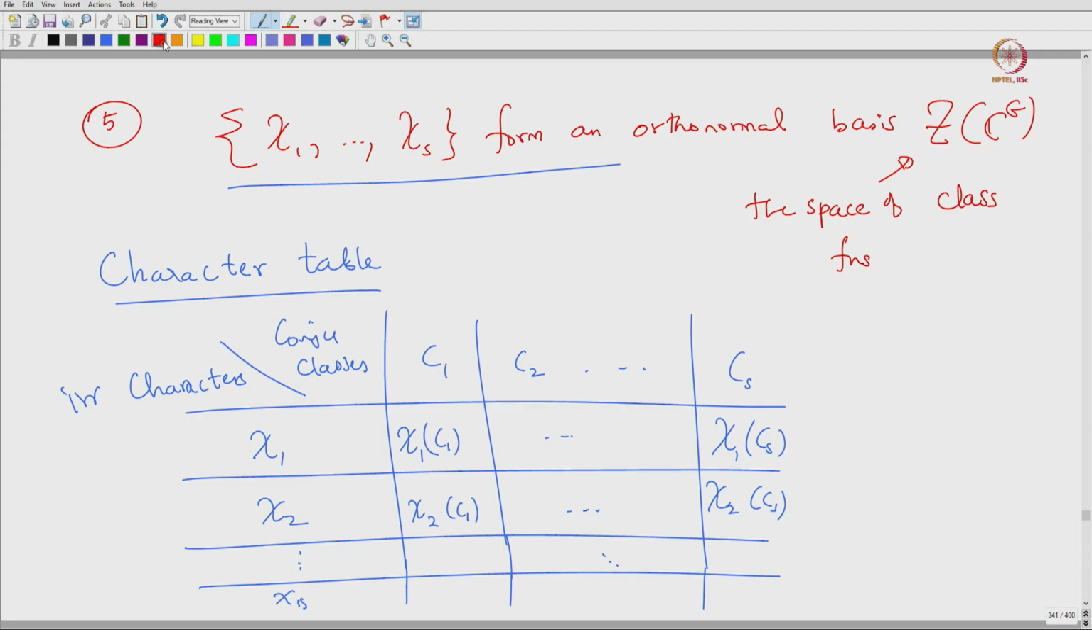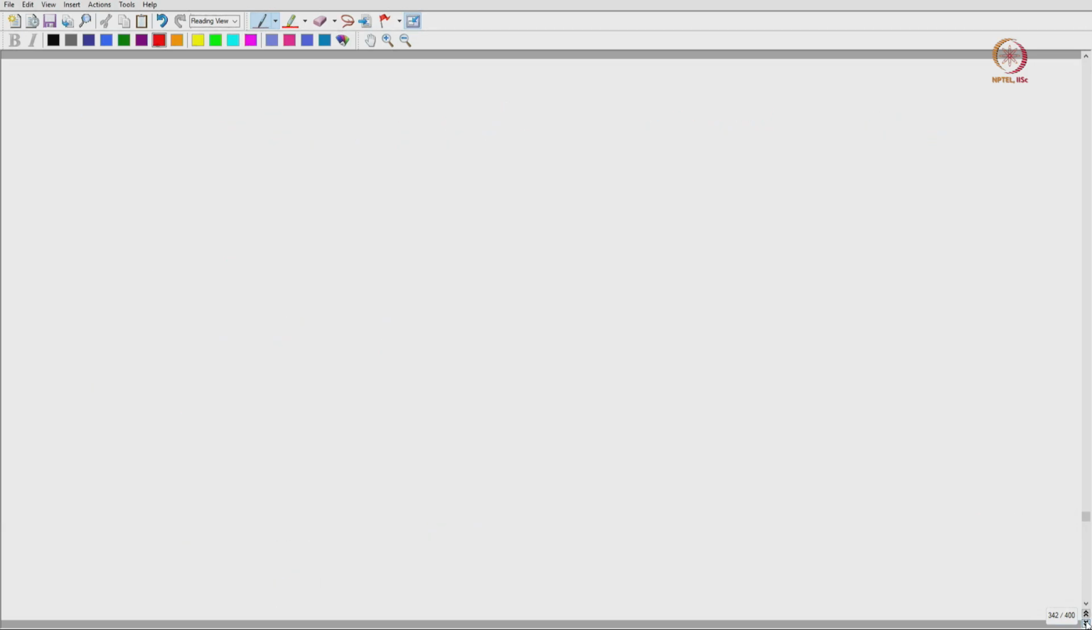So, if we rewrite this result, we see that the rows of the character table, they are orthonormal. Similarly, what can one prove? One can prove that the columns of the character table also form an orthogonal set. So, that is actually something new.